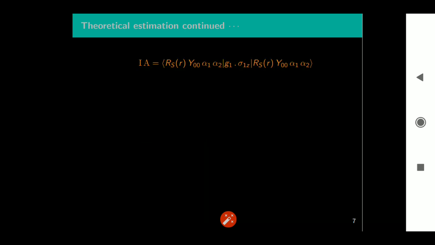The same expression is written here. What is important to note here? G1 is a constant associated with sigma 1z. Sigma 1z is a spin operator, a spin matrix operator, which operates only on the spin wave function. And we have only two spin wave functions here, alpha 1 and alpha 2. The number 1 in sigma 1z refers only to the first particle. Therefore, sigma 1z acts only on the first particle of the spin wave function. Rs of R is a radial wave function, Y00 is an angular wave function. They will not be affected by this operator. Therefore, that can be separated out.